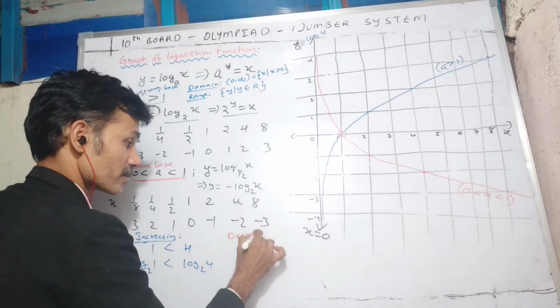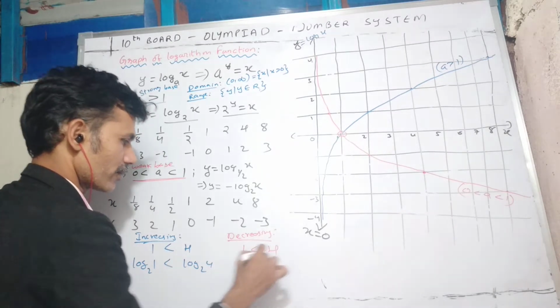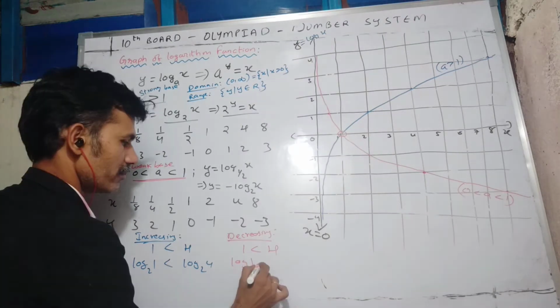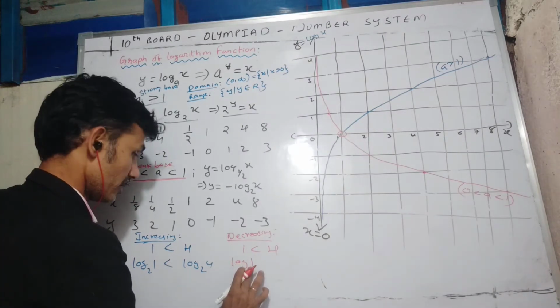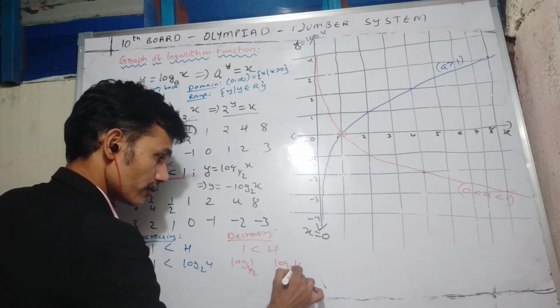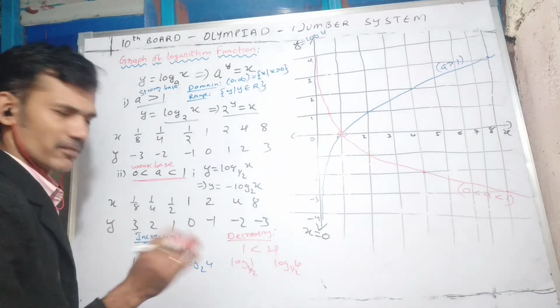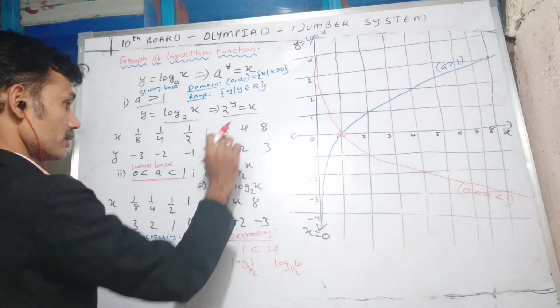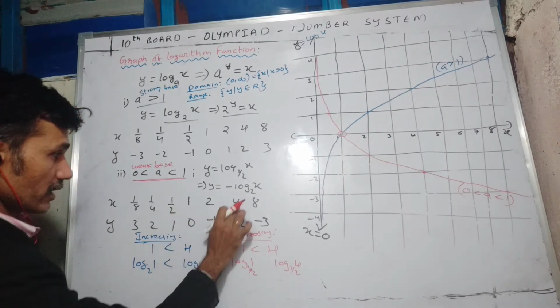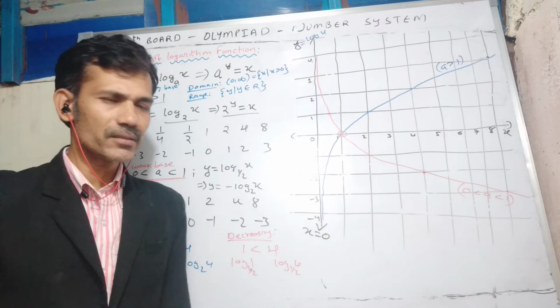See, 1 is less than 4 only. Log 1 with base half, and log 4 with base half. Log 1 value, how much is it? Log 1 is 0, whatever the base is. Log 4 value, for this graph, is -2. 0 is greater than all negative numbers.